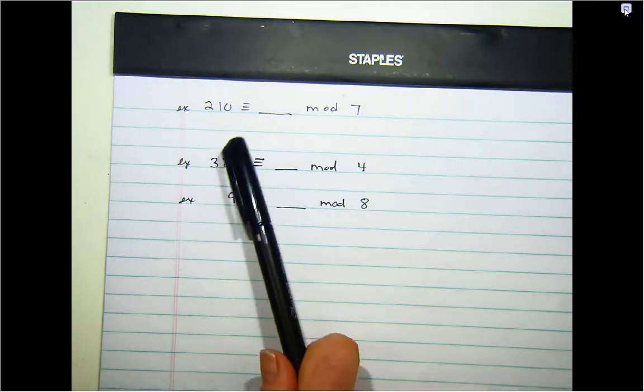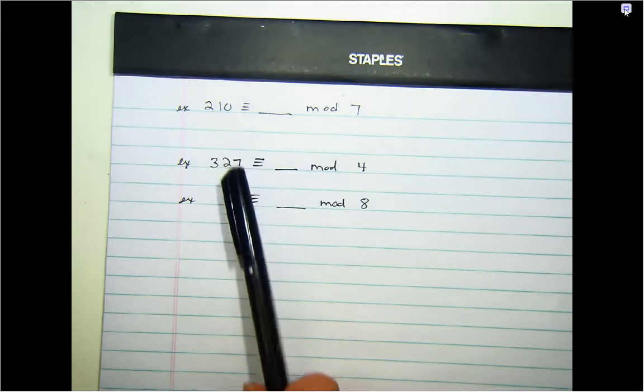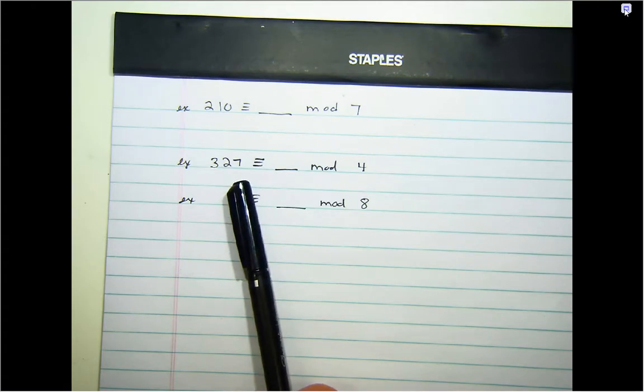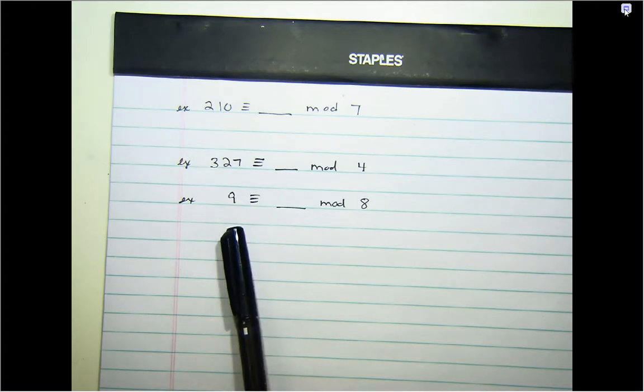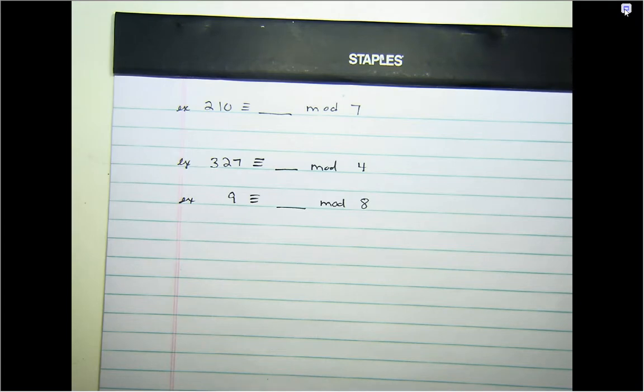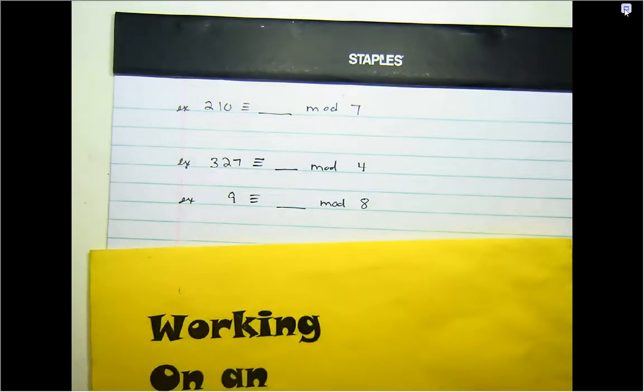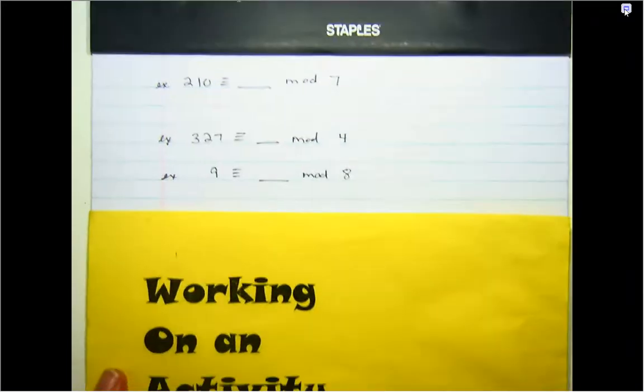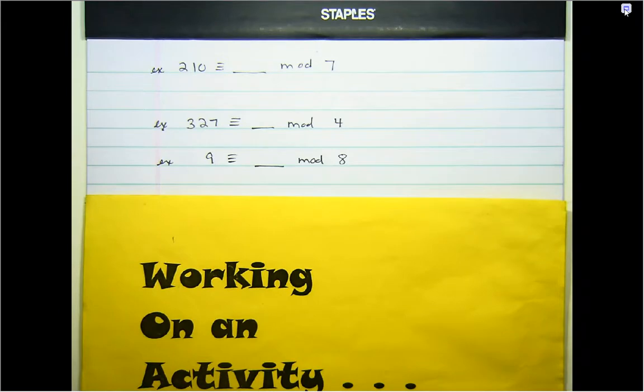All right, 210 is equivalent to what mod 7? 327 is equivalent to what mod 4? And 9 is equivalent to what mod 8? So go ahead and find those values out, and Nicholas and I will walk around and give you a hand if you're stuck. So if you're stuck, raise your hand. Or even if you want to have your answers checked, go ahead and raise your hand too.